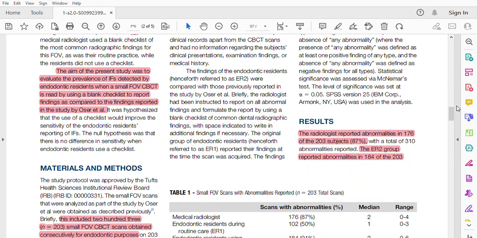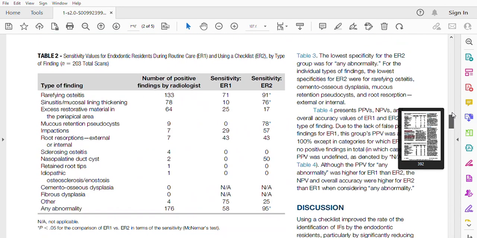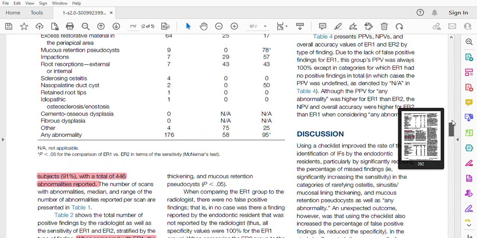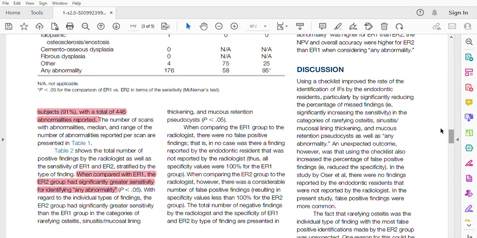For the results, the radiologist reported abnormalities in 87% of 203 subjects, whereas the endodontic resident in part 2 reported abnormalities in 91% of 203 subjects. When we compared the endodontic resident in part 1 and the endodontic resident in part 2 group, the endodontic resident in part 2 group had a significantly greater sensitivity for identifying any abnormality.